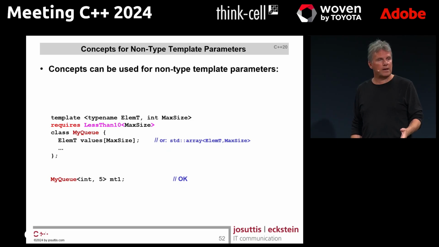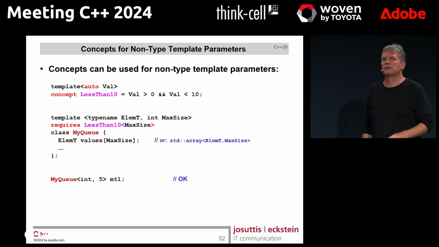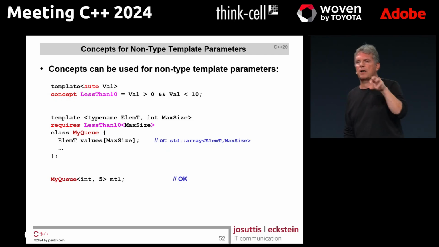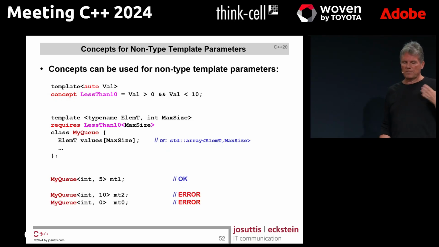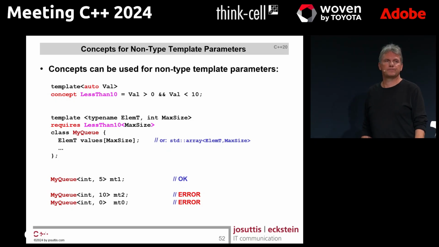Here you can apply a requirement, a constraint. You can say, well, max size has to be less than 10. And here's the definition of that. So in this case, you define a concept not applied to a template parameter that is a type name something. It's a constraint that applies to a value template parameter. So therefore, you have to use auto here in the declaration. So that means my queue of 10 ints and 0 ints will not compile, while with 5, it will compile.